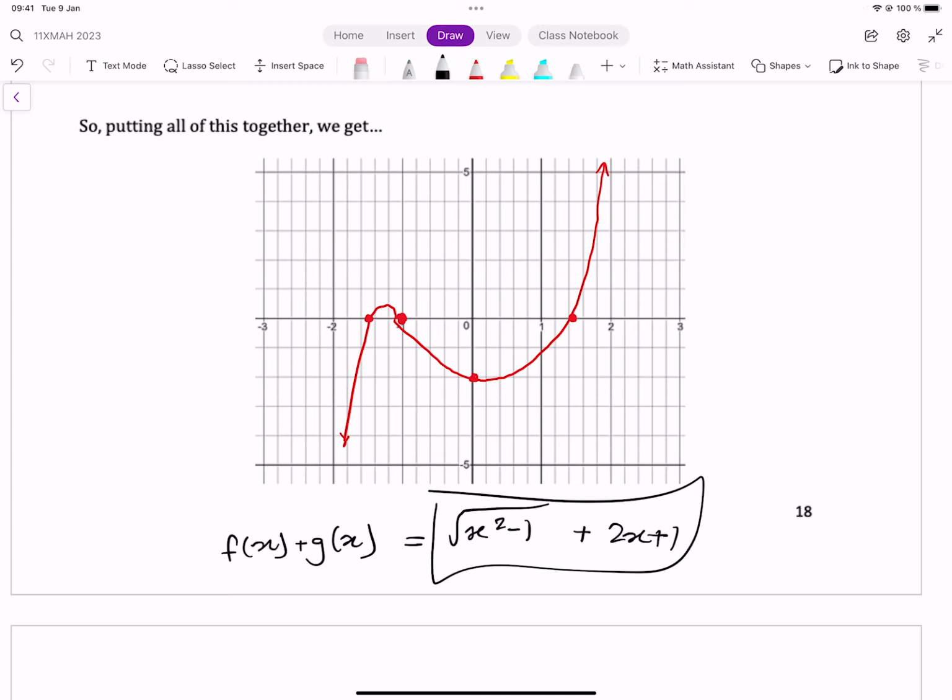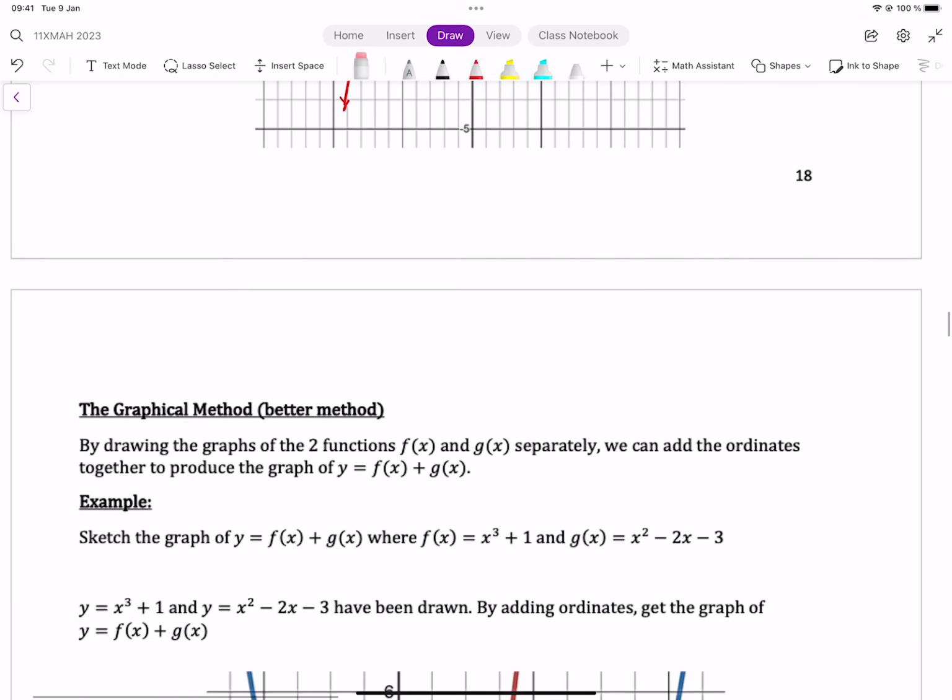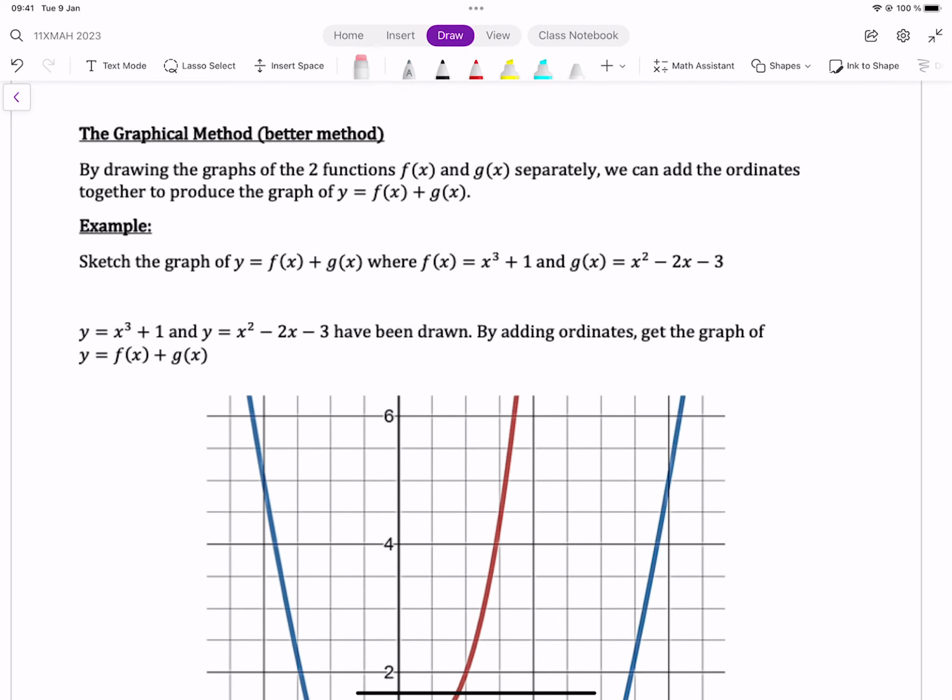This is where we use, and we're going to do this same example that we just did in red, this is where we use the graphical method. So the graphical method I've put in is a better method because it's a method I'm going to prefer you guys to use and practice and get to know how to do properly.